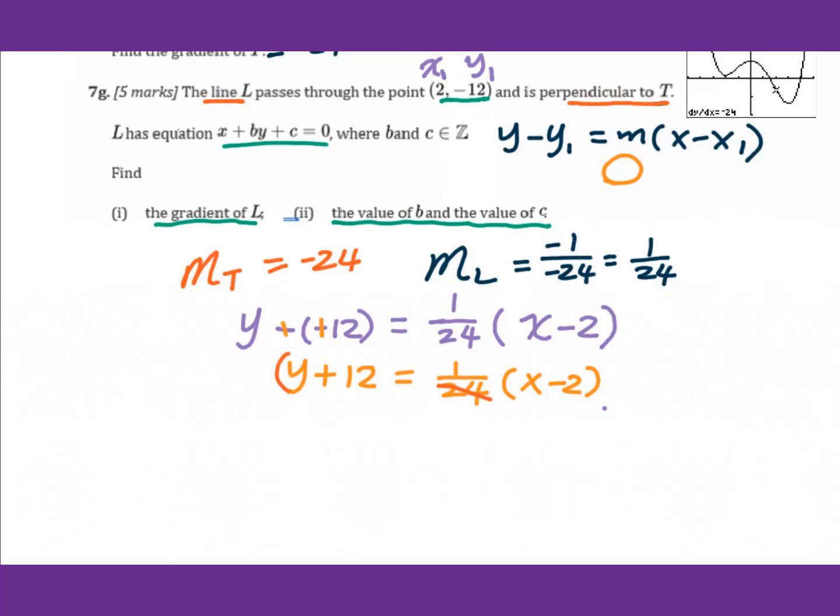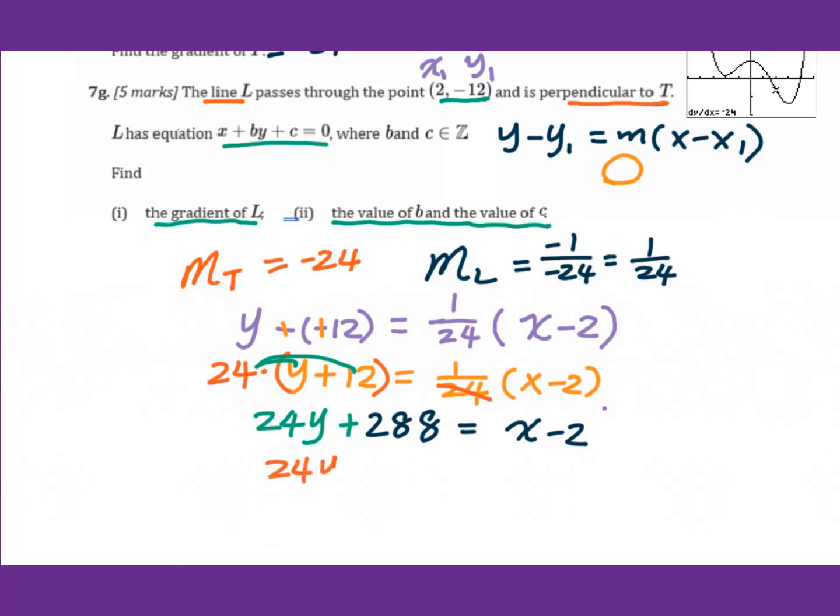Get rid of this 24 first by multiply by 24 both sides. We got to do distributive property here. 24y plus 288 equals x minus 2. Move everything to the left side. You will get 24y minus x plus 288 plus 2 equals to 0.